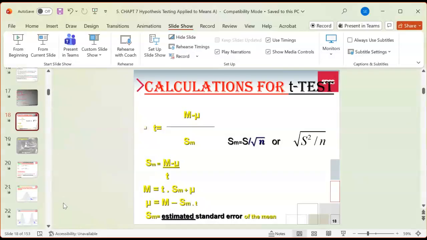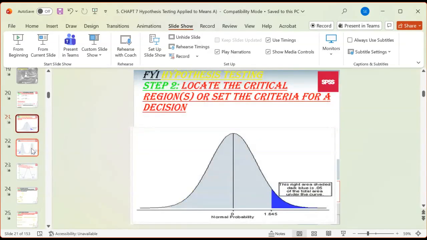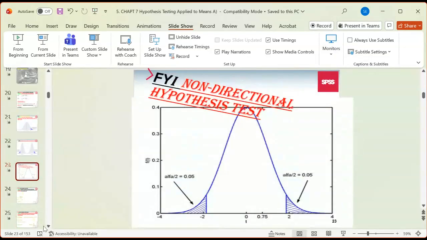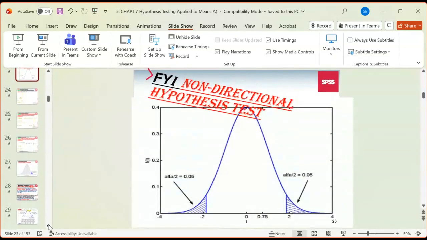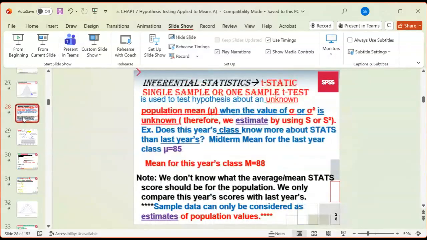And this is all the formula we just explained. And then again, we talked about this last time, one tail and then two tail, that's the hypothesis. This is called inferential statistics. Infer means draw a conclusion from your sample. We use this t-test to test our hypothesis about an unknown population.